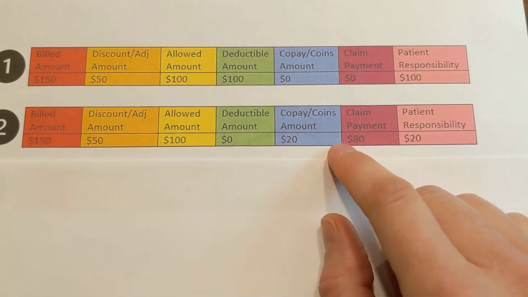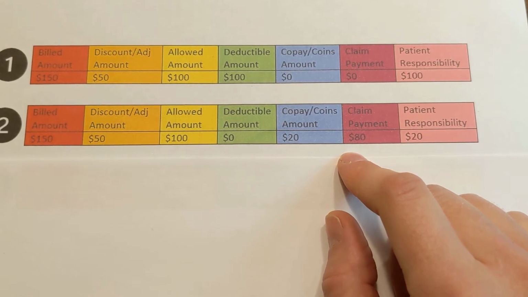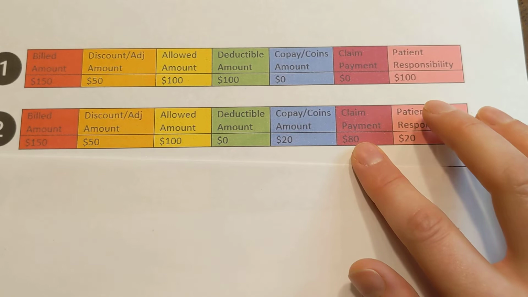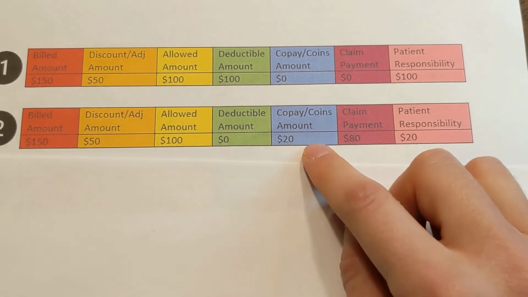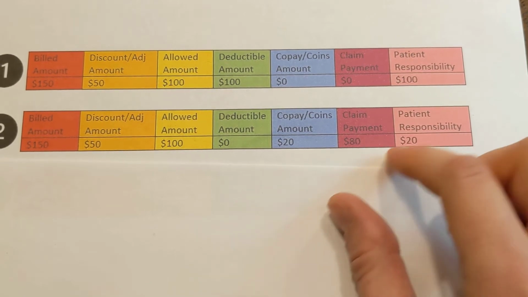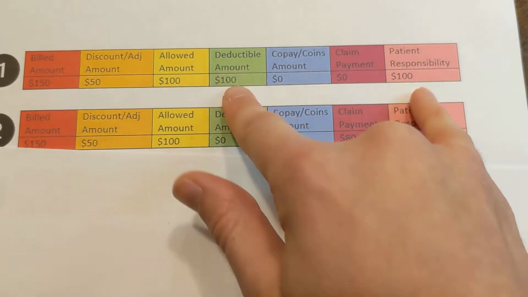So in this case, this provider is going to send the insurance company a bill for $150. They're going to discount it to $100, and then the insurance company is going to write a check for $80 to the provider. And then the provider is going to collect $20 from the client or patient. So the patient responsibility is $20. So again, that matches.